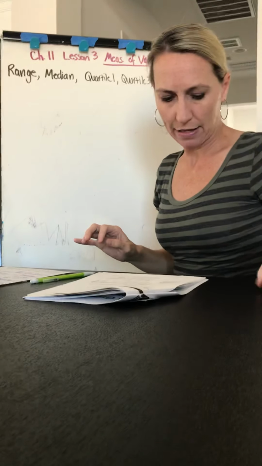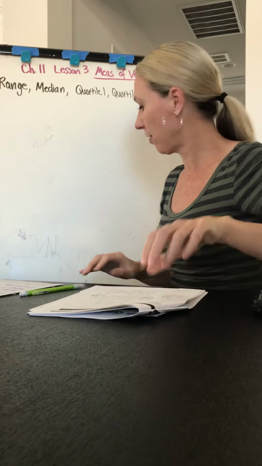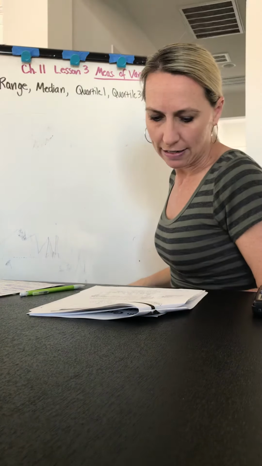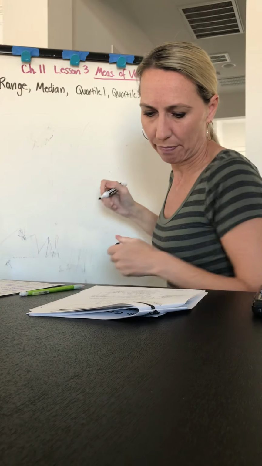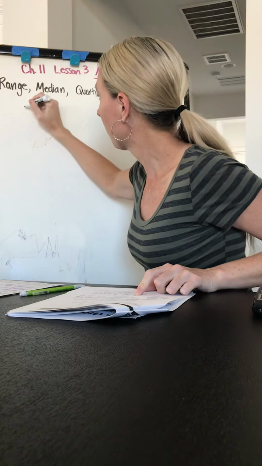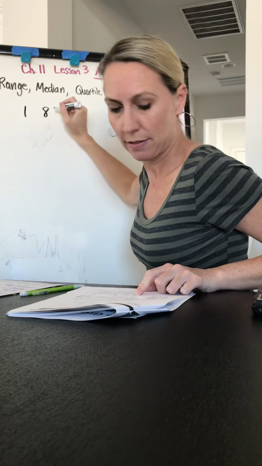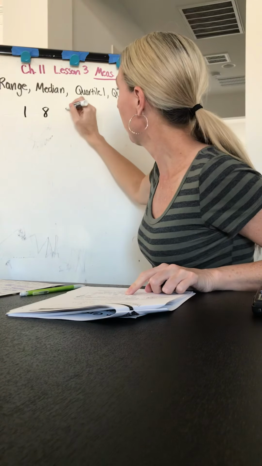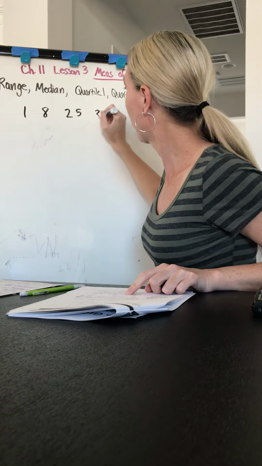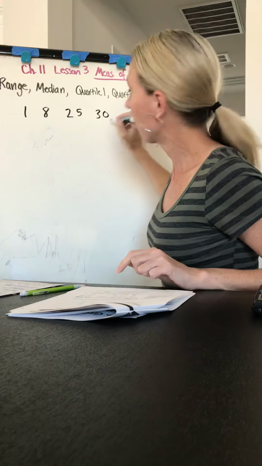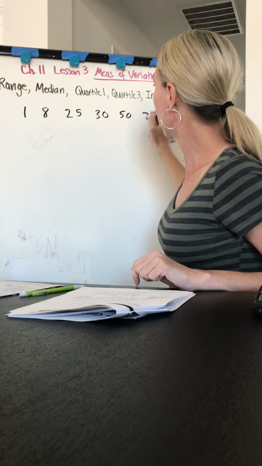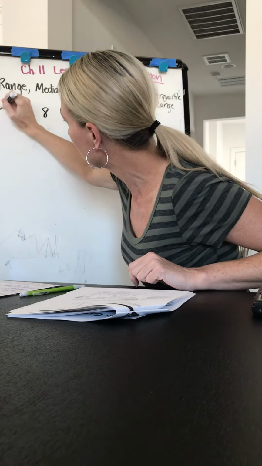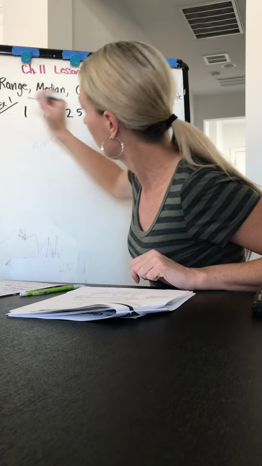Okay, so I'm going to do example 1 on page 830. It gives you a data set of 1, 8, 25, 30, 50, and 70. Okay, this is example 1.